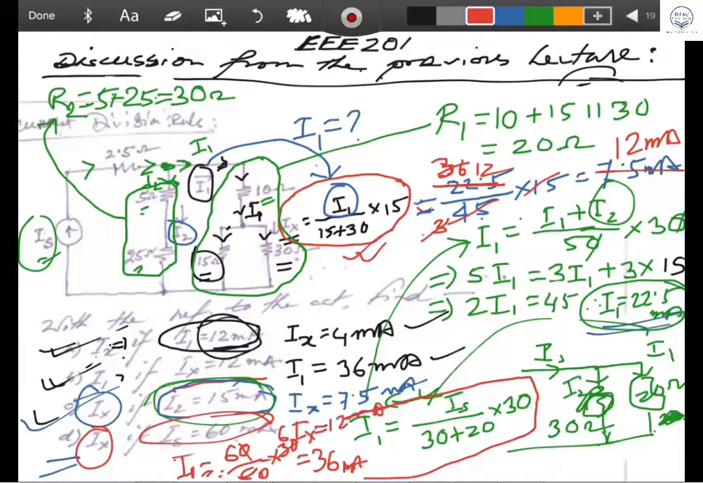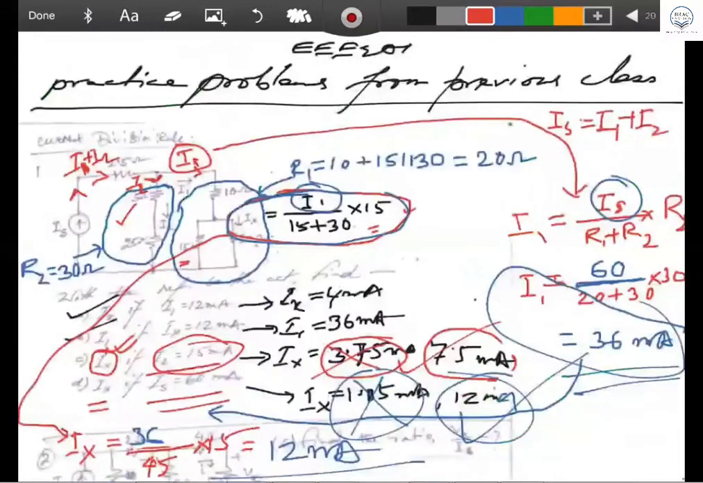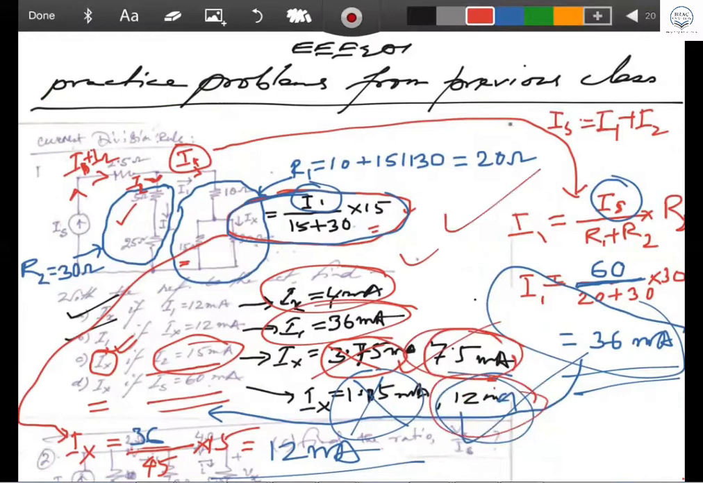Now in the next slide, you can see which is already solved and also shown here, the same as you saw last time. So this is the way we can get the answers: for the first question Ix is 4 milliampere, I1 is 36, Ix is 7.5, and Ix here is 12 milliampere. So it's all okay. This is from the previous class.